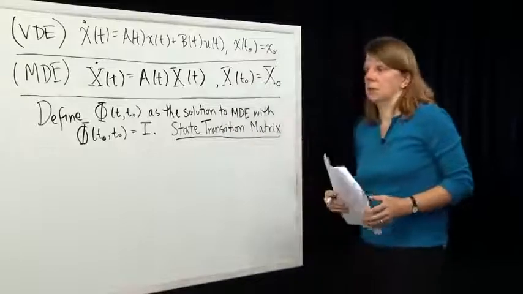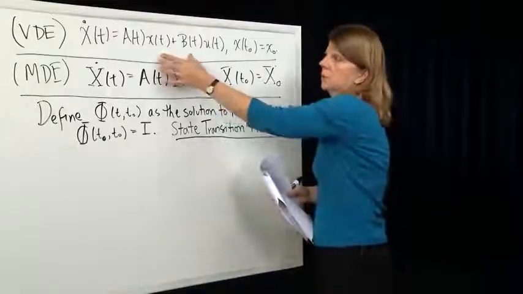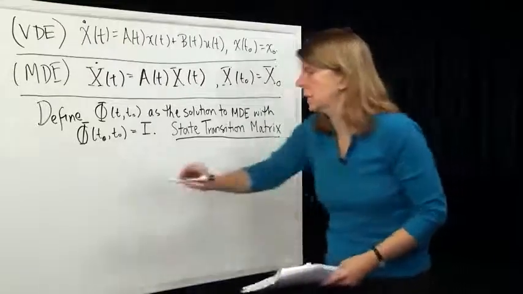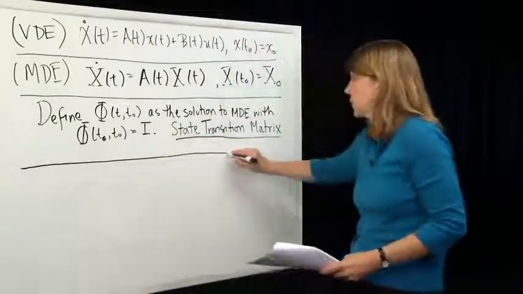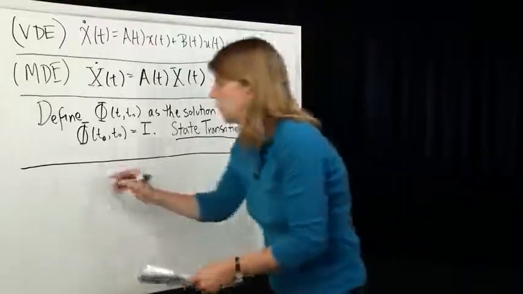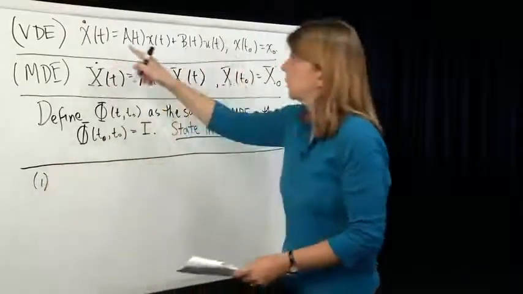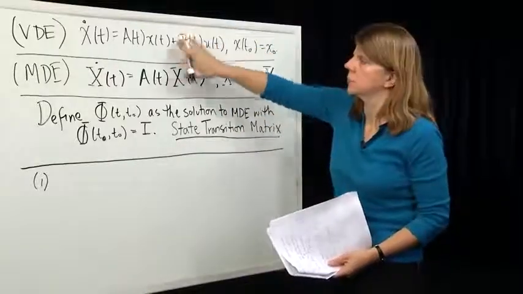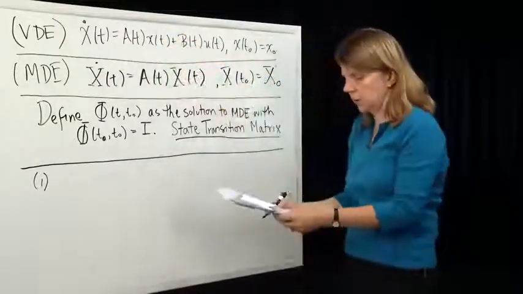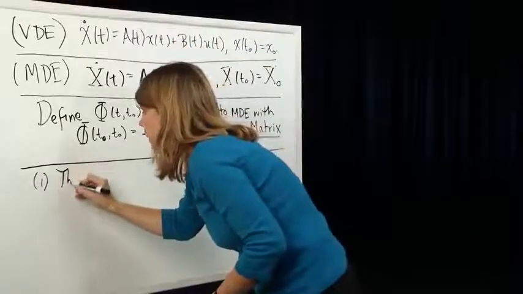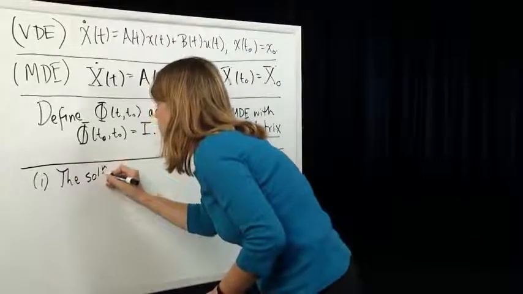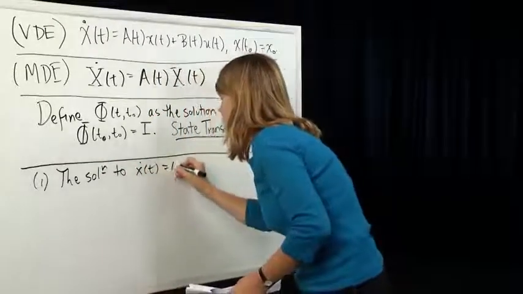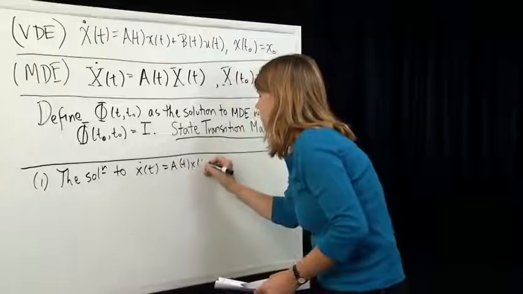We can define solutions to the corresponding vector differential equation. Okay, so the first thing we're going to do is just look at a couple of properties of phi. The first property is that if you look at the vector differential equation with the input zeroed out, so just look at this part of the vector differential equation, the solution to the vector differential equation, x dot is equal to A of t x.